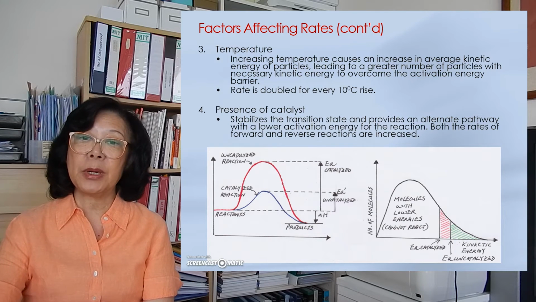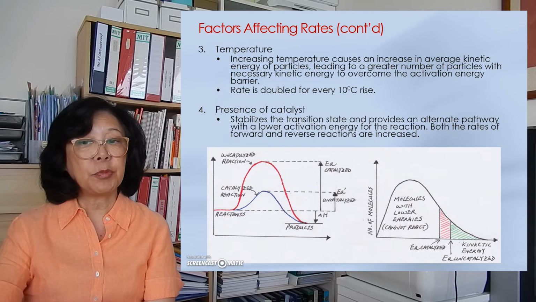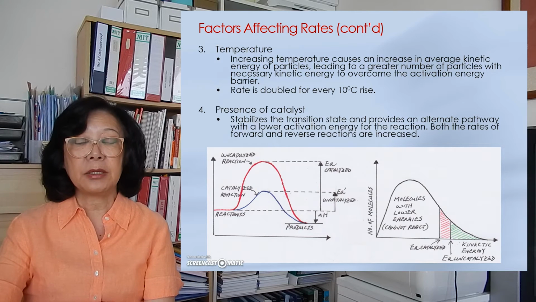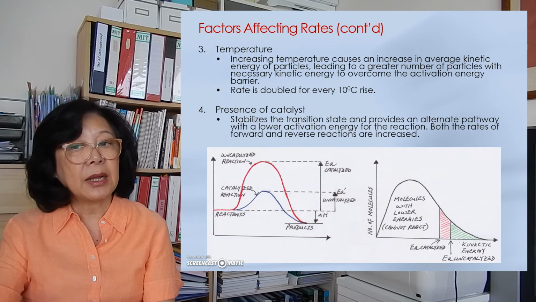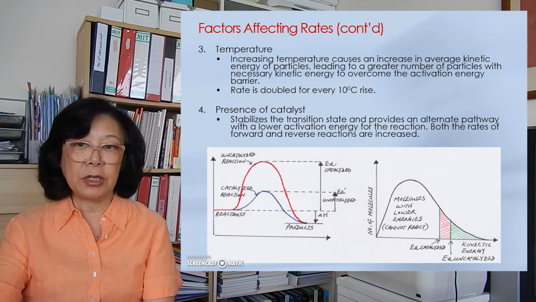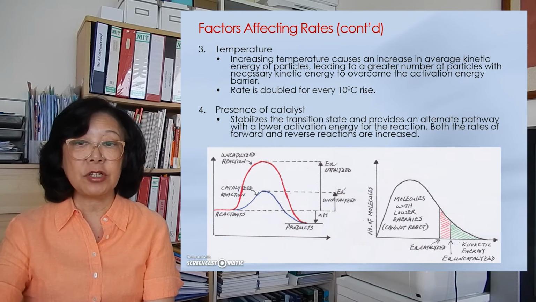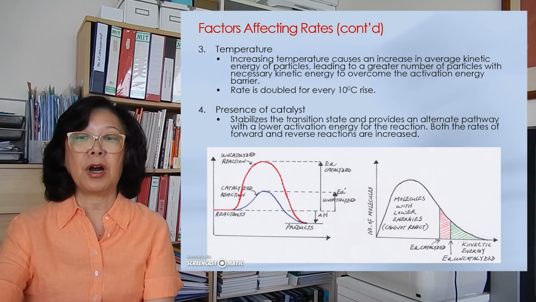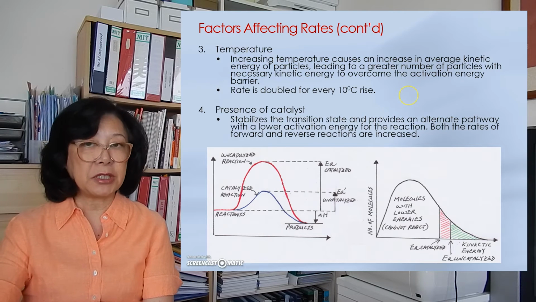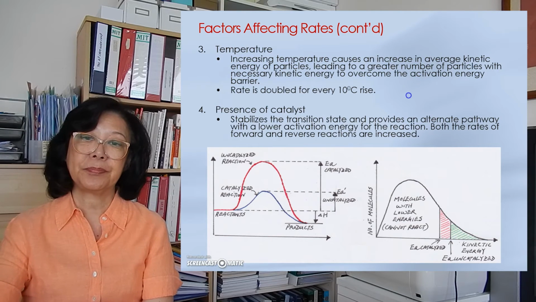Or if you look at the right-hand side diagram, the distribution diagram, the green portion represents the uncatalyzed activation energy, but with a catalyst, the activation energy is actually lowered. Now you can have the red portion of the molecules also participating in the reaction.